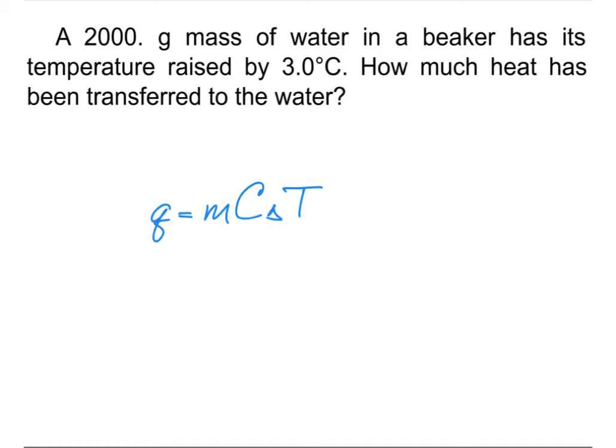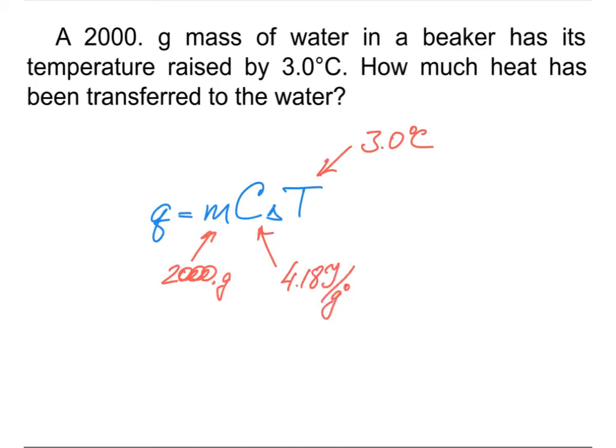Let's see what has been given to us. We know mass, we know the change in temperature that was achieved during this process, and the specific heat capacity of water can be found in your reference table on the first page. It is 4.18 joules per gram per Celsius. Plug those numbers into your calculator and see the result.